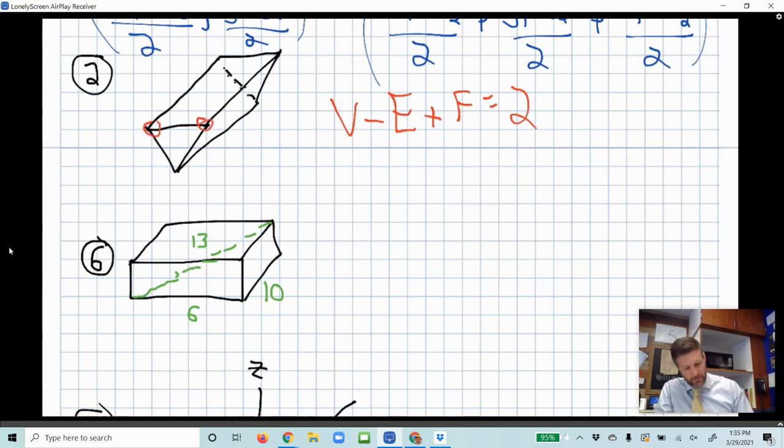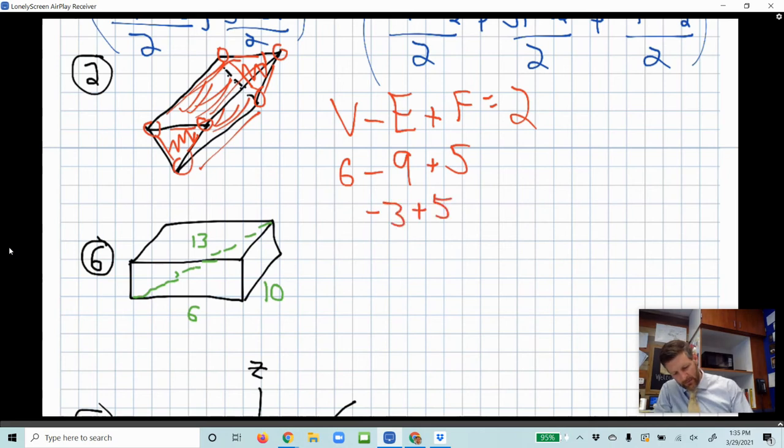Vertices are 1, 2, 3, 4, 5, and 6. Those are just all the corners. 6 minus, and then we have the number of edges, which are 1, 2, 3, 4, 5, 6, 7, 8, 9. Okay, so we've got 9 edges. And then we're going to add the number of faces, which are the 2 bases, 1, 2, and then the 3 sides, 1, 2, and then the one in the back, 3. So that means there's 1, 2, 3, 4, 5 faces. So if we check the math on that, 6 minus 9 is -3, plus 5, it does in fact equal 2.